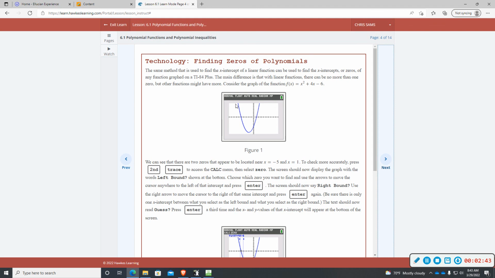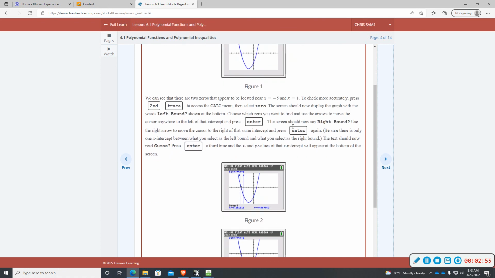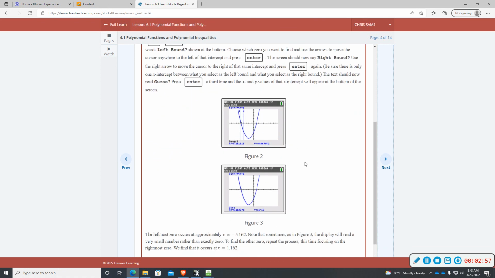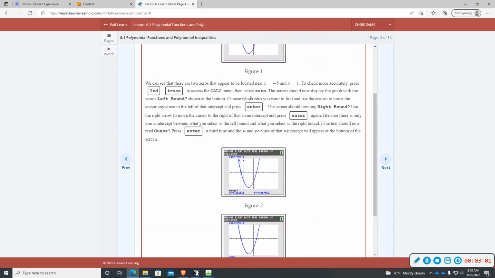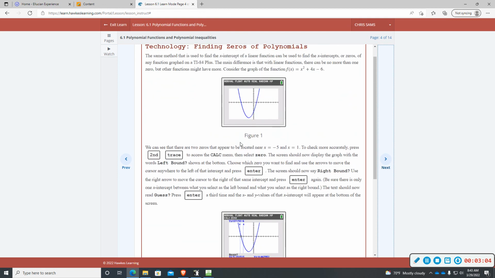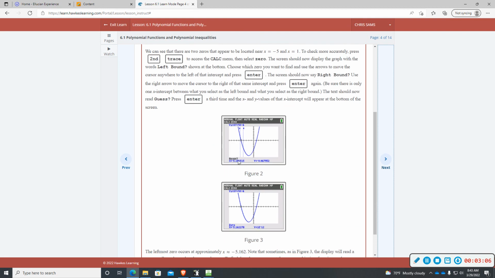Finding zeros, you can see graphically. If it's a graph, you can see where it crosses the x-axis. You can also solve using the calculator method, and they take you through the steps to enter it. The one that I use may be a little bit different. This one is asking for left bound and right bound. You can see it's making some lines. You're just going to trap the 0 between those two lines.